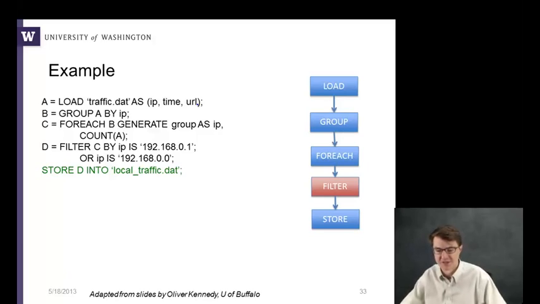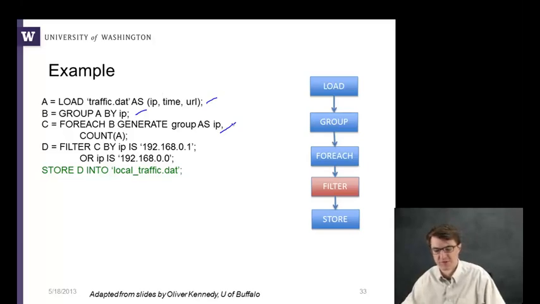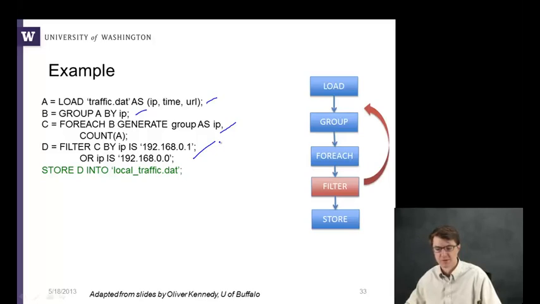And so the observation here is that, if you look at this carefully, you can see that as written, this is somewhat inefficient, right? We load a very large data set, we apply a grouping operation to a very large data set, we do some manipulation of those groups across the very large data set, and then we filter it down to something that's much smaller because we're only interested in these 2 IP addresses. Okay. So what would be nice is if we could apply the filter first.